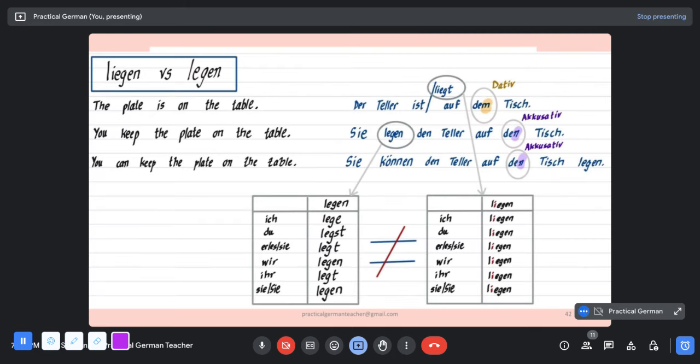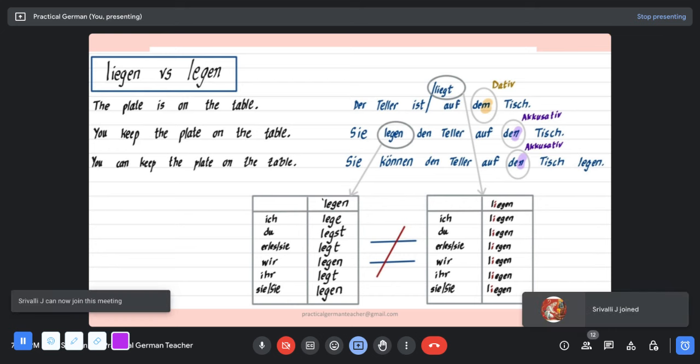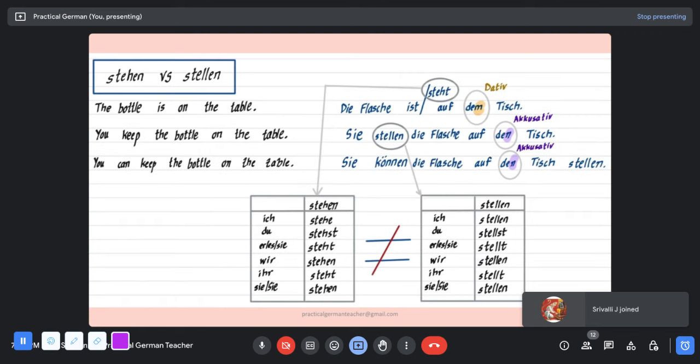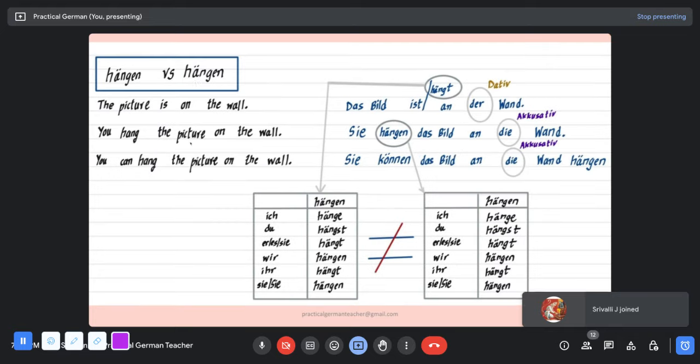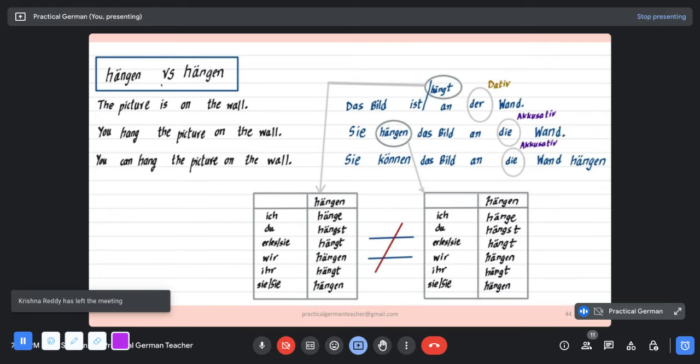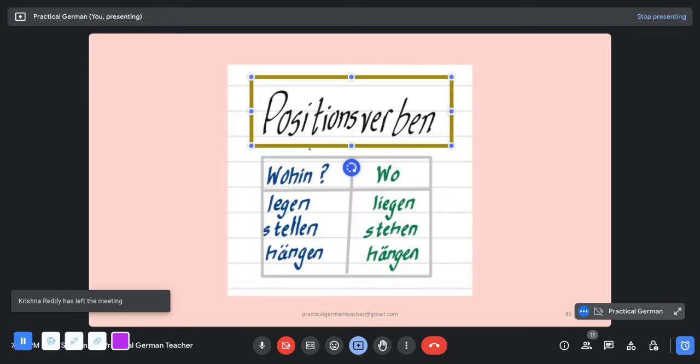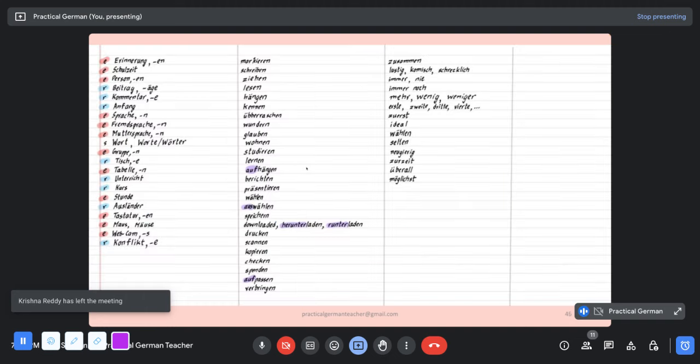Then we looked at three common verbs. So legen versus liegen. Liegen you use when it is dative, when you're describing position. Legen when you're describing some kind of movement. Guys, any questions, please ask. I'm just trying to summarize, do a recap of what you all learned last time. So stehen versus stellen. Then hängen, it's just hängen, both are the same. And I told you these are Positionsverben.